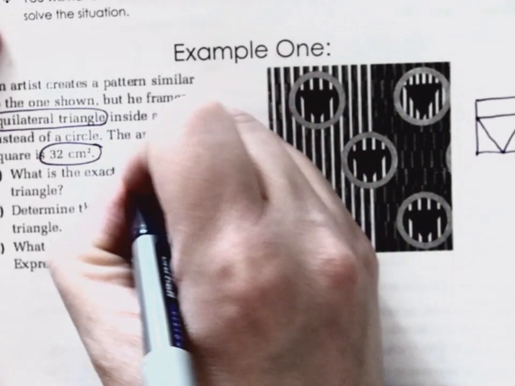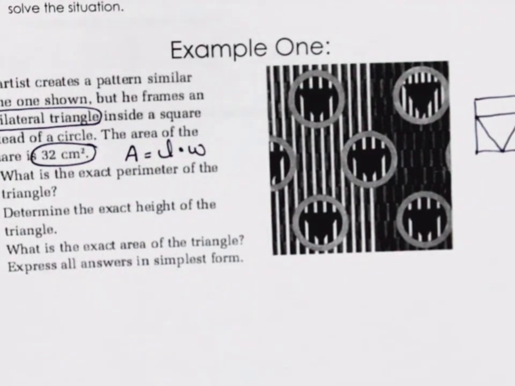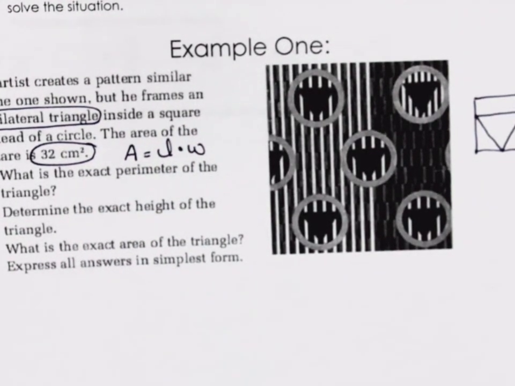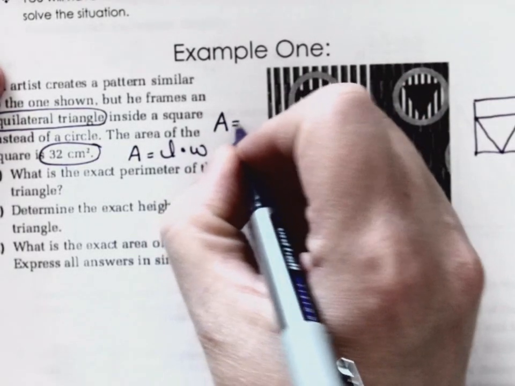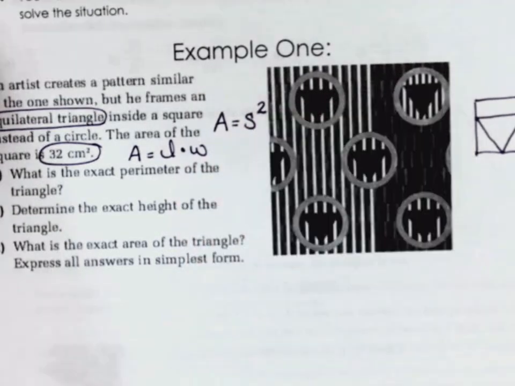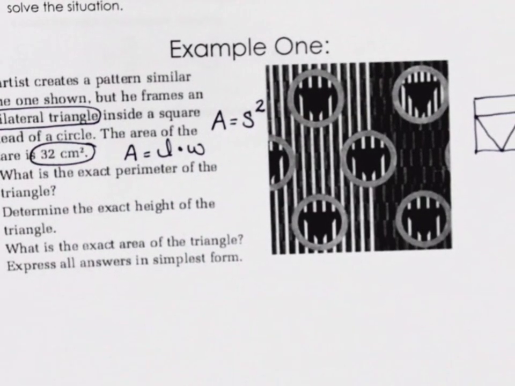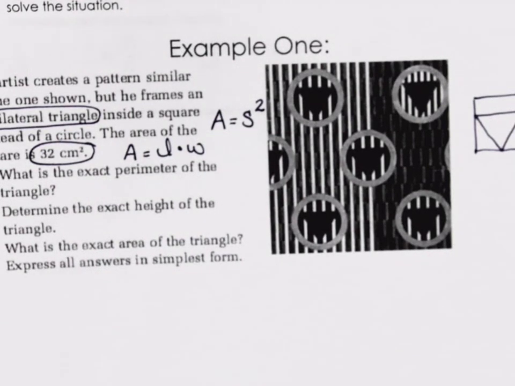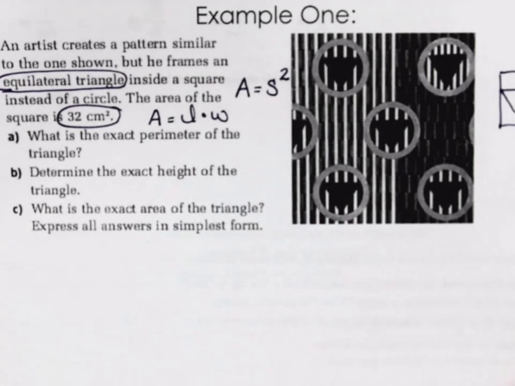Okay, so area is length times width, but there's something special if it's a square. What do we know? They're the same. So you might see it written as side squared, just because they're not identifying it as a length or a width because they're not different. That's going to come in handy in a few minutes. What's the exact perimeter of the triangle?